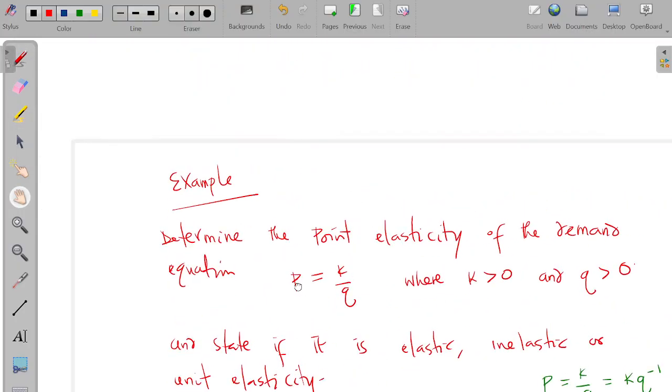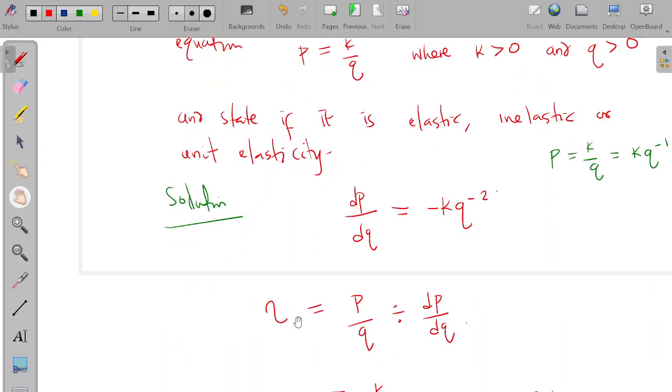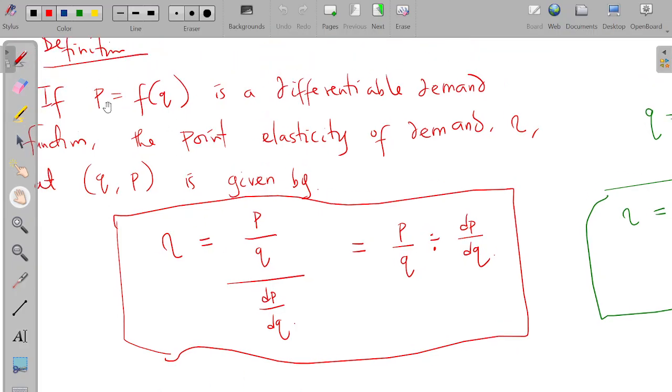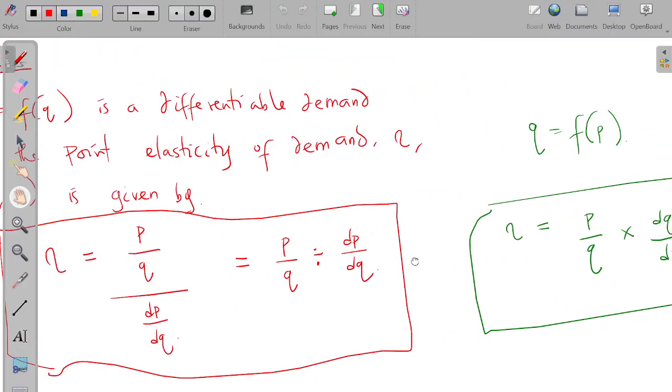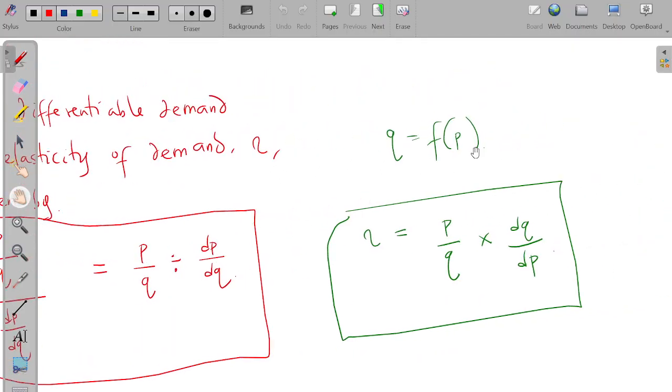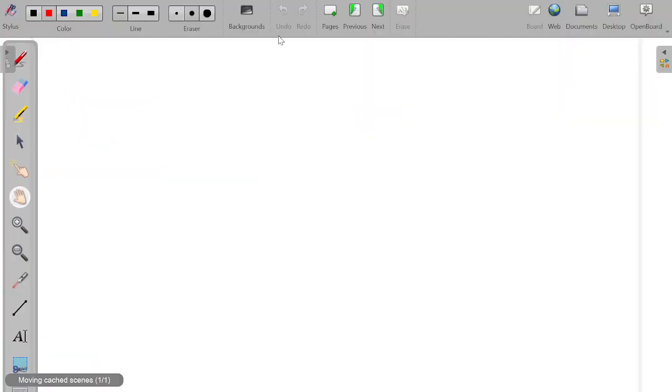Okay, now let me recap. When p is a function of q, then we use p over q divided by the dp over dq, because here we are differentiating with respect to q. But when we are given q as a function of p, then we are differentiating with respect to p, and then it will be divided by the dq over dp. Okay, that is fine.